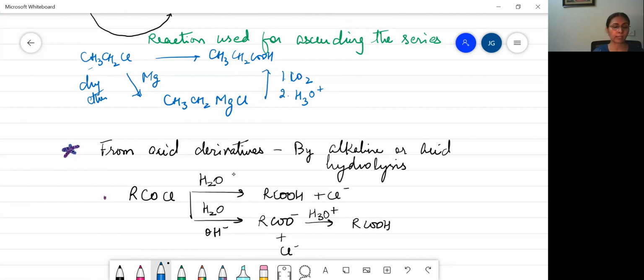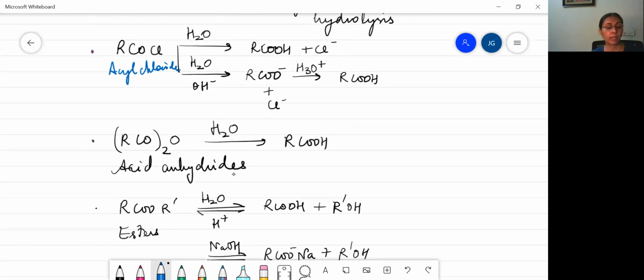So which are the acid derivatives? For example, the first one is acyl chloride. Acyl chloride, when you treat it with water, will give you carboxylic acid, same number of carbon atoms. Or when you carry out the alkaline hydrolysis, it will be a faster reaction. Okay, so you get first carboxylate, which upon acidic hydrolysis will give you carboxylic acid. Similarly, acid anhydride, when you treat it with water, will give you two molecules of carboxylic acids.